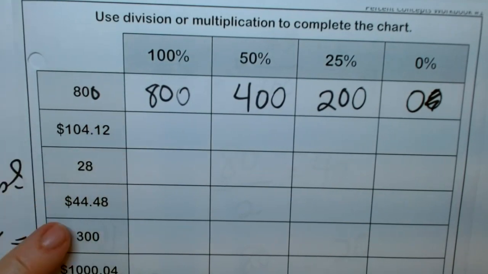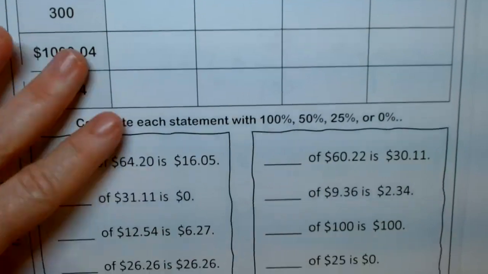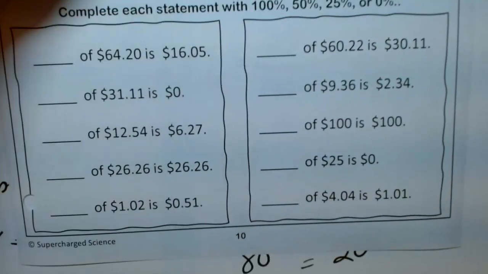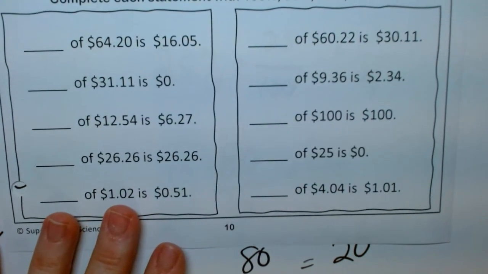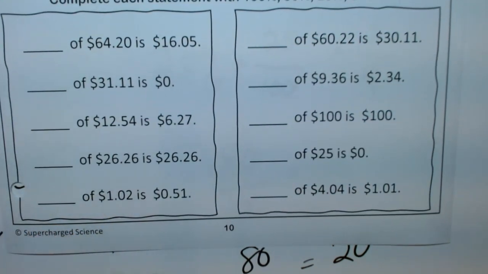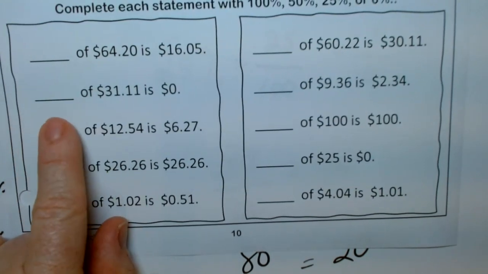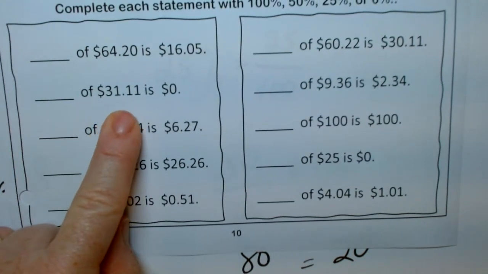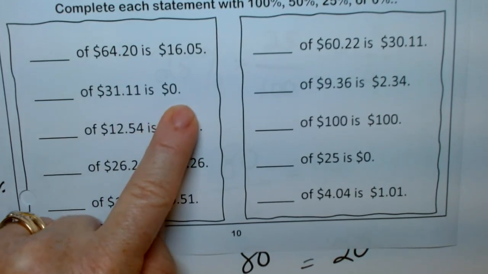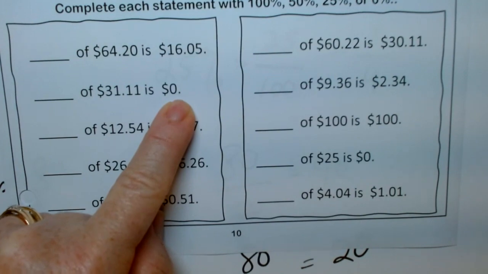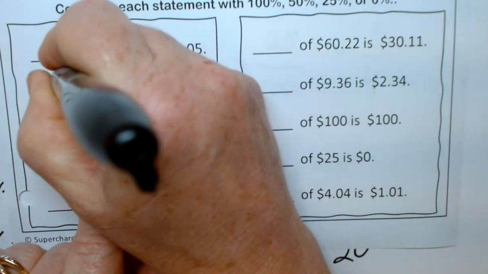So you're going to finish the rest of this, and on the bottom here, I want us to do this last one together. Let's get it started. I don't want you to calculate anything yet. No calculators yet. You don't even need to do your long division. Watch this. Look at the second one. Something of $31.11 is $0. What can you tell me? What percent is going to give you $0? What percent? Super easy, right? What percent? Just put it in. That's it. You don't have to do any calculations.